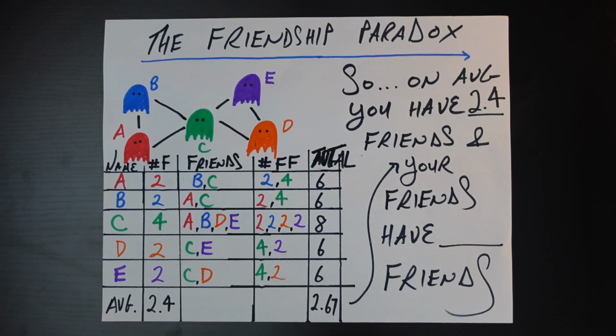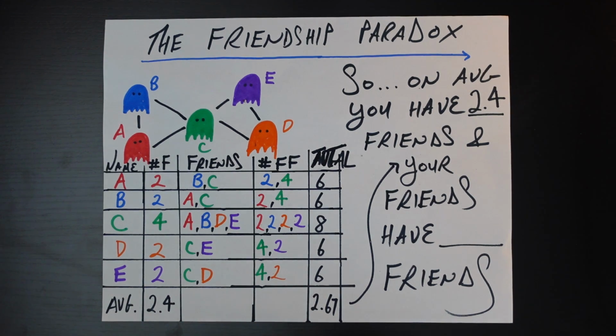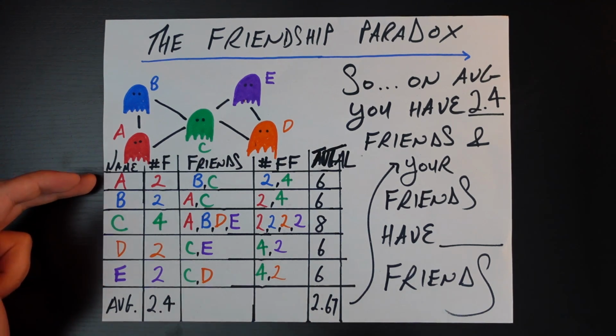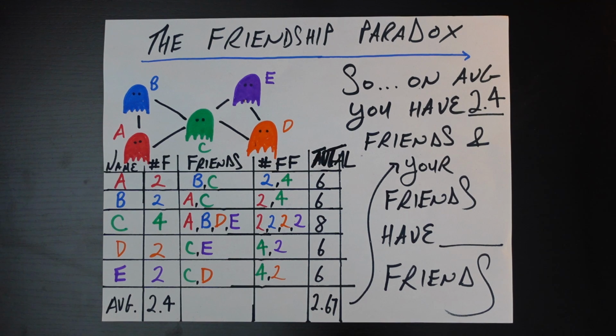Now, let's start filling out this data table and calculate those 2 numbers we care about. The first is, on average, how many friends do you have? And the other one, of course, the other part of the friendship paradox, is, on average, how many friends do your friends have? So the rows of this table represent each ghost person, A, B, C, D, and E, and I've kept the colors consistent, hopefully, throughout so you can keep track of who is who.